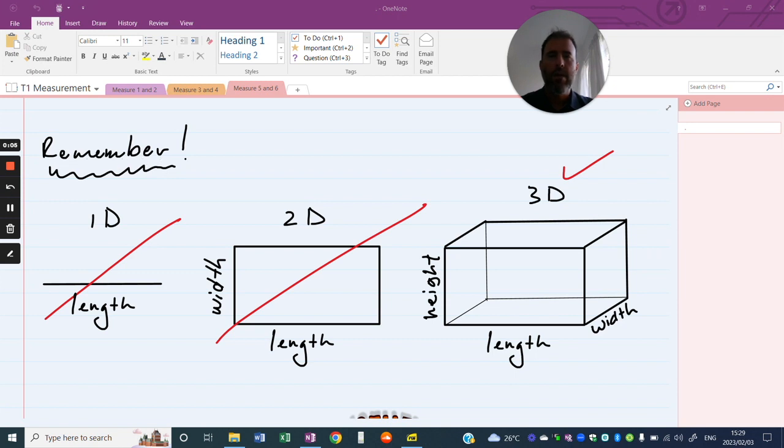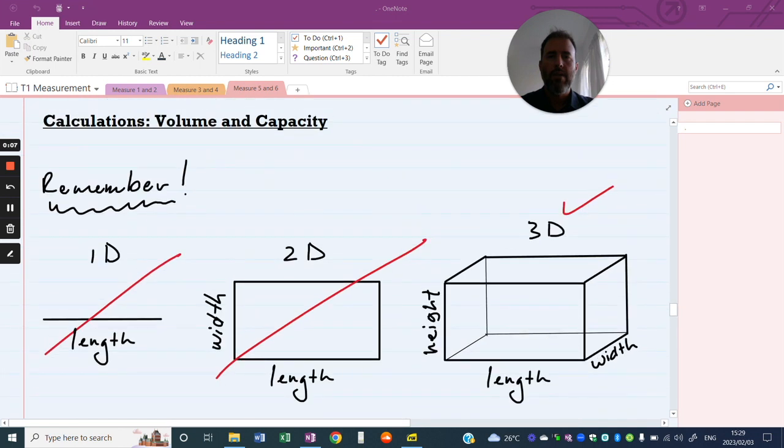Okay, we're going to be having a look at three dimensions today, which give us volume and also capacity. We'll talk more about that a little bit later on, but let's have a look at how three dimensions ties into all the other diagrams we've seen so far.